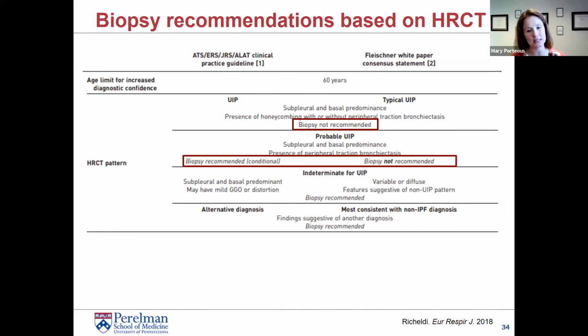Remember, the first thing that we did was look for another cause. If you find an autoimmune disease, this is not likely IPF. The indeterminate category and the alternative category say biopsy is recommended. And there are caveats within there, right? If I have somebody who has a slam dunk organizing pneumonia and has myositis, unless I see something concerning where I need to look for infection, or I'm worried about cancer, I'm not going in and biopsying these people.